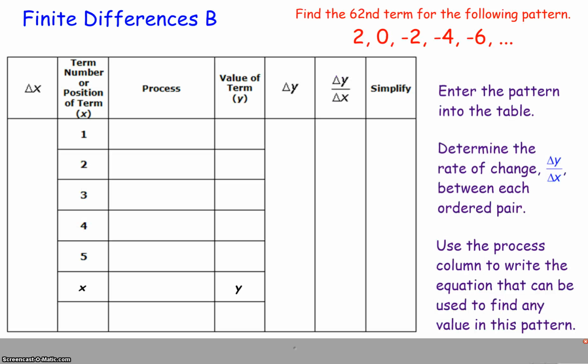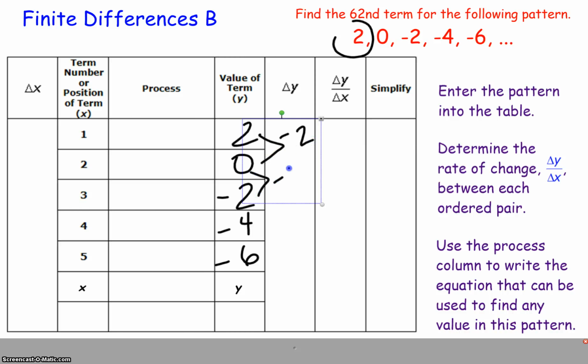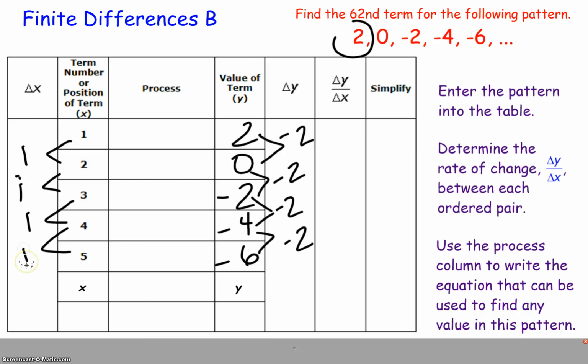So let's do another example. Term number 1. What's the value of term 1? 2. Then we have 0, negative 2, negative 4, negative 6. We're going to do the same process. Change in y is minus 2, minus 2, minus 2, minus 2. Change in x, 1, 1, 1, 1. So our change in y over change in x would be negative 2 over 1, which simplifies to negative 2, and you'll see it all the way down.